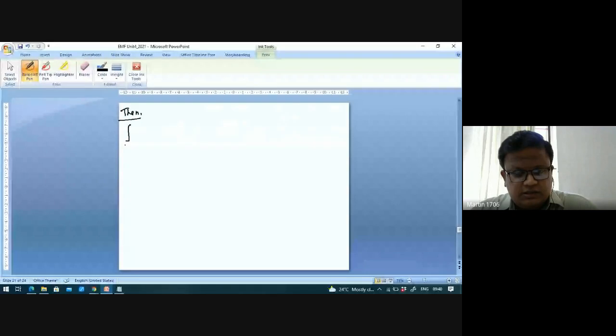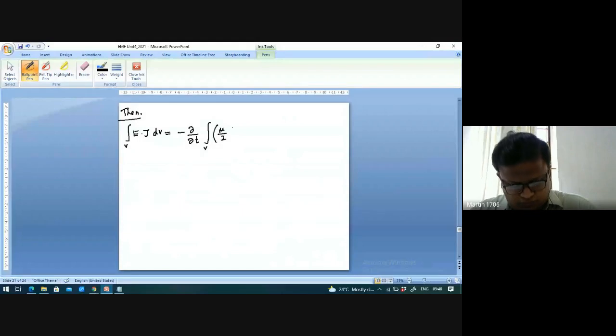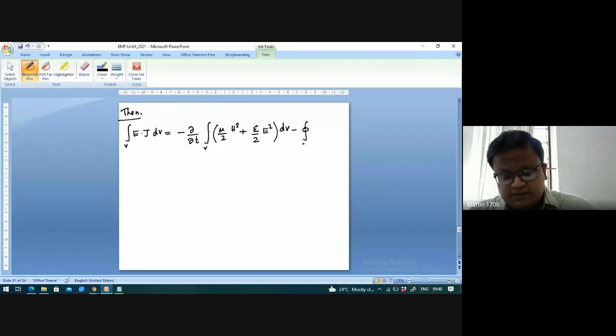So the volume integral of E dot J dV is equal to minus ∂/∂t of the volume integral of (μH²/2 + εE²/2) dV, minus the surface integral. You can see these two are volume integrals, whereas this one is the surface integral over dS.